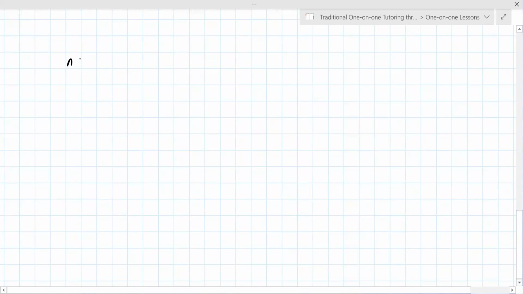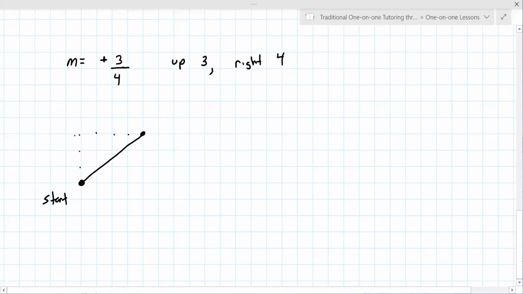So let's say I tell you the slope is 3/4, but it's positive. In words, the three means it goes up three, right? How many? Four. So let's say I start here, and there's a certain order you have to do this in. So you go up three, 1, 2, 3, and that's the up three, and then this is the right four: 1, 2, 3, 4.